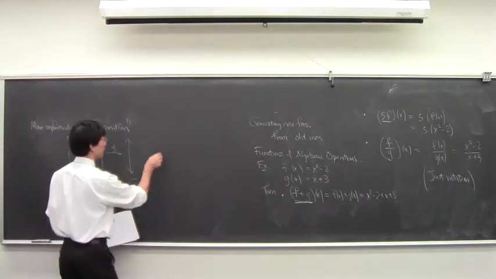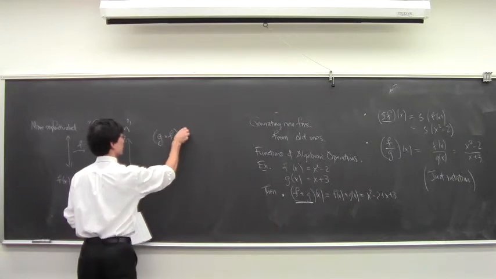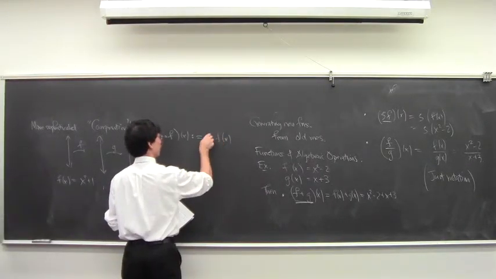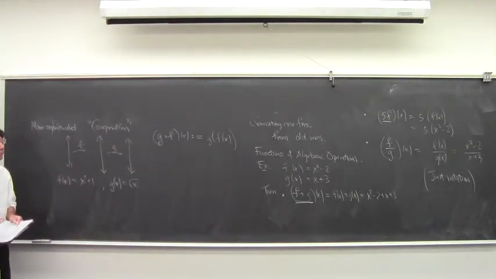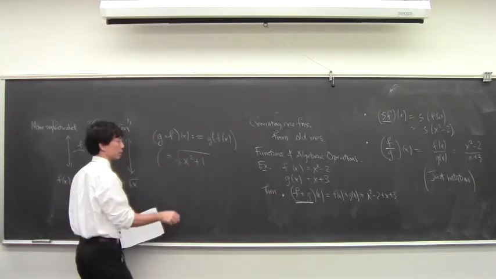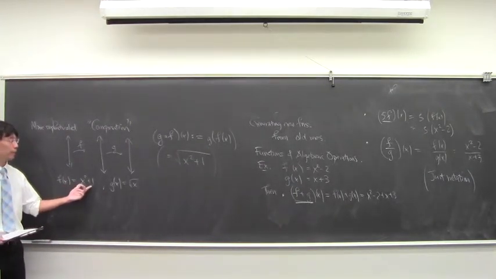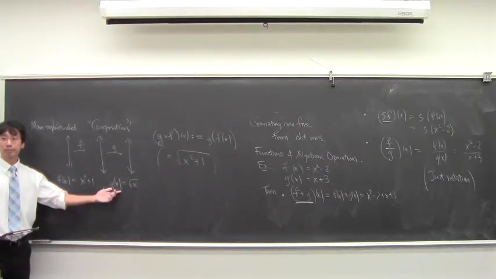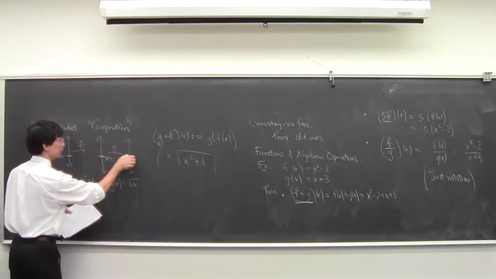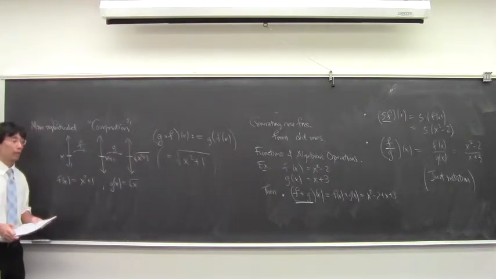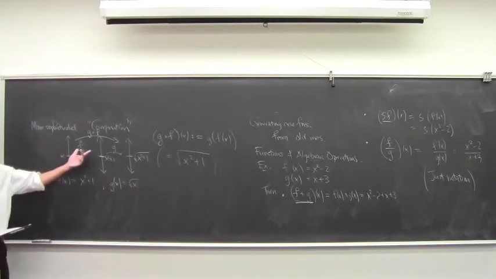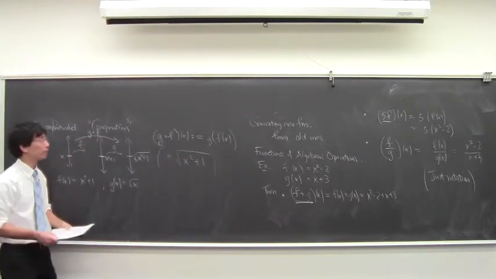If I write g composed with f of x, what I mean by that is that you take the output of f and you feed that into g. So in this example, it's going to be the square root of x squared plus 1. You take the output of f, you get x squared plus 1, you feed that into g, and you get the square root of x squared plus 1. Those two together are called the composition map. It's written g composed with f, and read g composed with f.